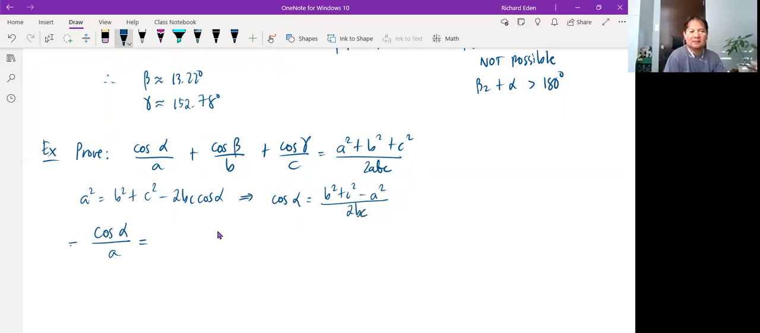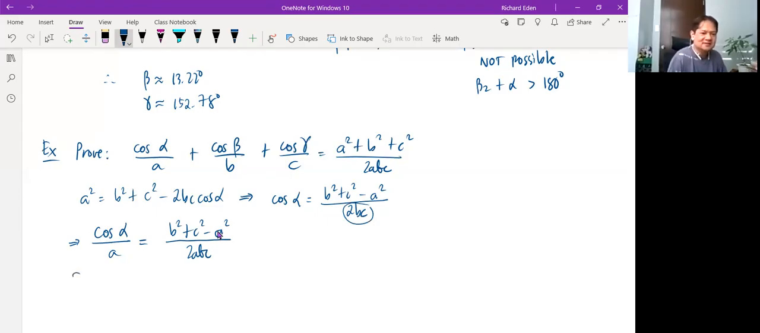Wait, this looks similar. I see how it became A squared plus B squared plus C squared. So if we use cosine beta over B, I can see the light at the end of the tunnel. All right, just needed to be brave. Because you have 2BC, and then you're dividing further by A.